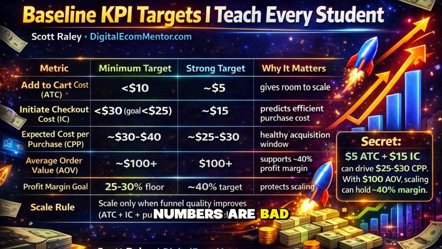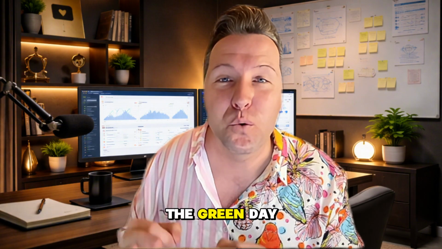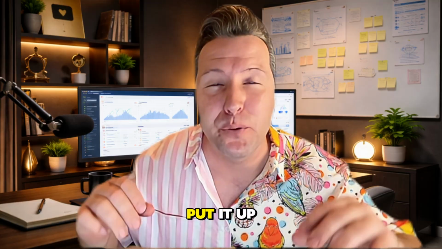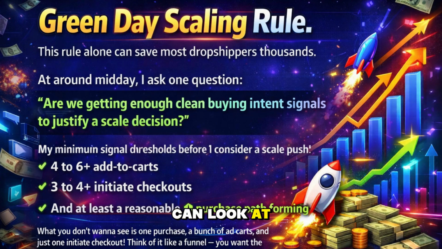Right? If the numbers are bad and everything is like cost per add to cart, $20, $30, obviously there's something wrong that day. We're not going to want to give any more budget that day. And that's exactly why the Green Day method actually works. The Green Day scaling method is a gold mine, everyone. So I'm going to put it up on the screen, the Green Day scaling method, so you guys can look at it, you can follow it, you can understand it, and it's clear and direct. I put together a nice little sheet that you guys could follow.